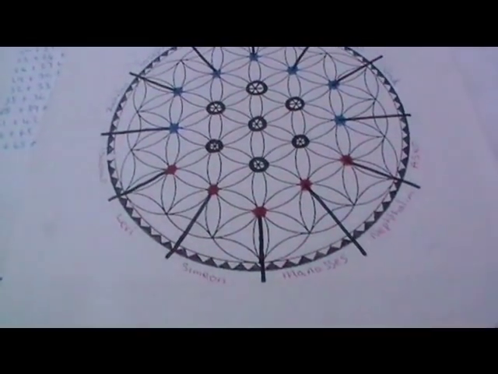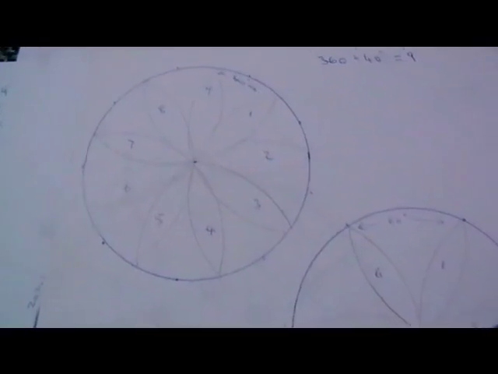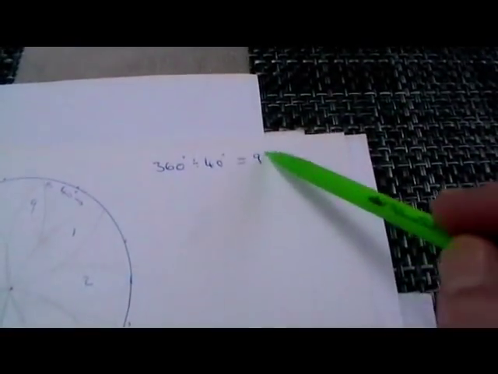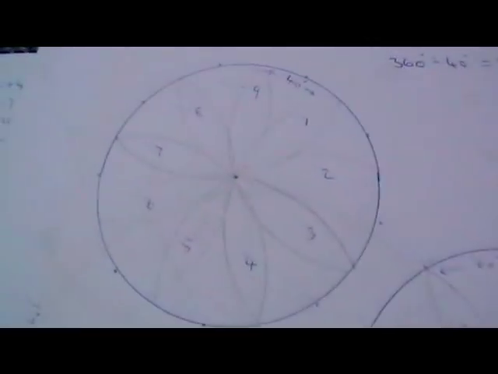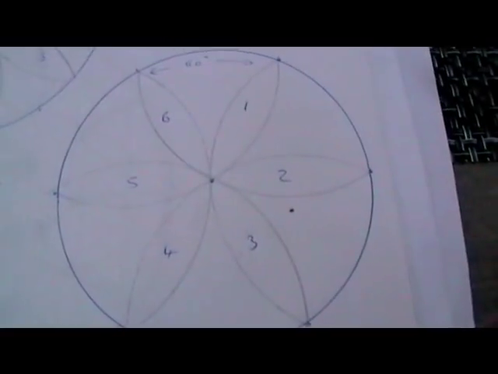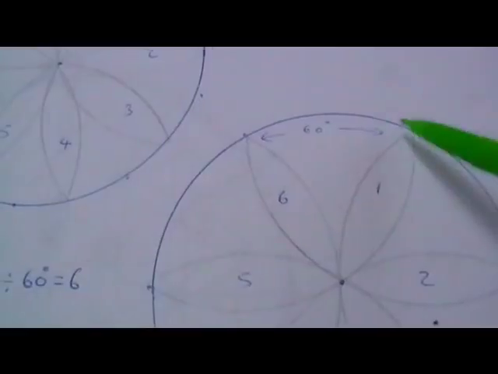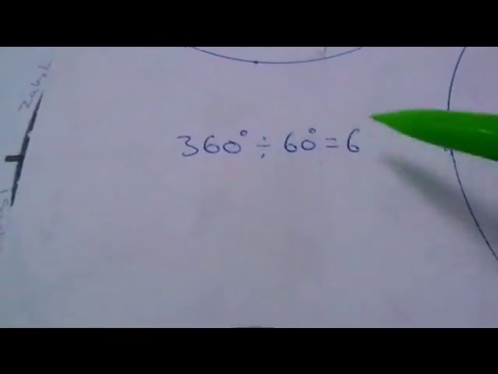If we just look at a 360 degree circle and we divide it by 40 degrees, we get that shape. And obviously 360 divided by 40, we get the number 9. If we try for the number 6, the shape obviously has less petals in and represents more closely like the petals in the flower of life. And in order to get that pattern, you have to separate each petal by 60 degrees, and 360 divided by 60 gives us the number 6.